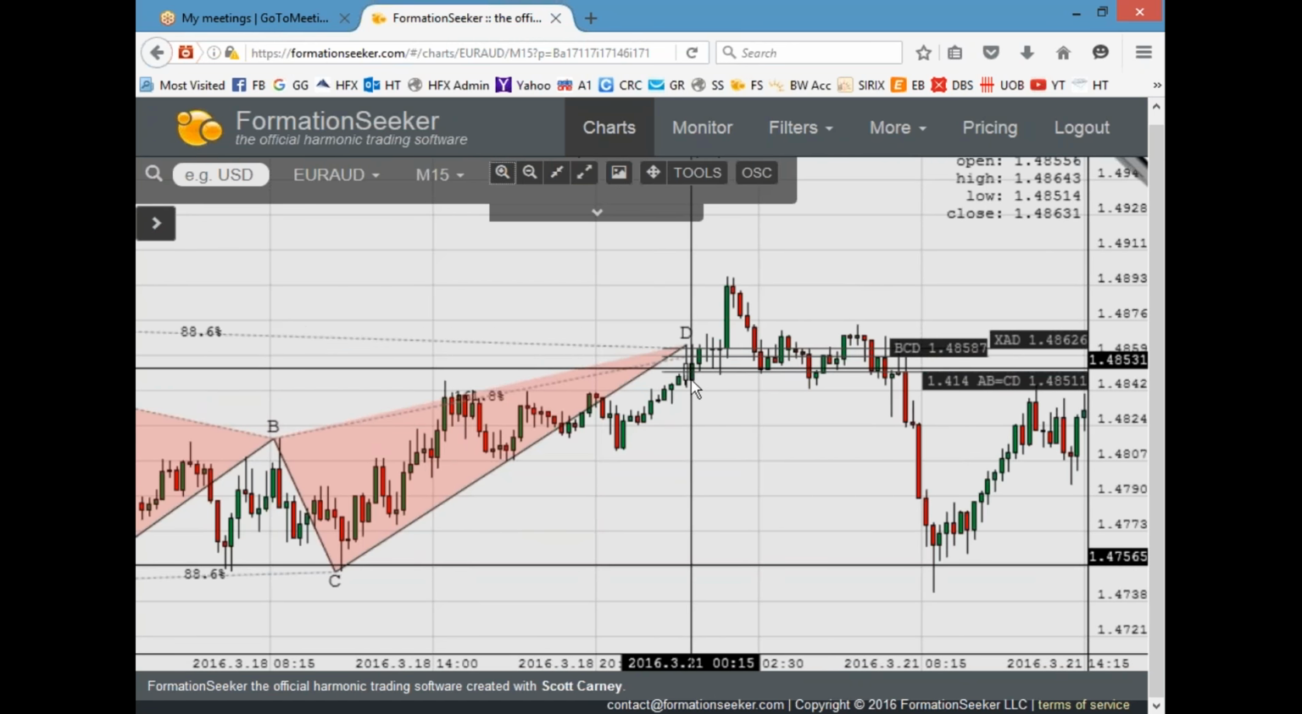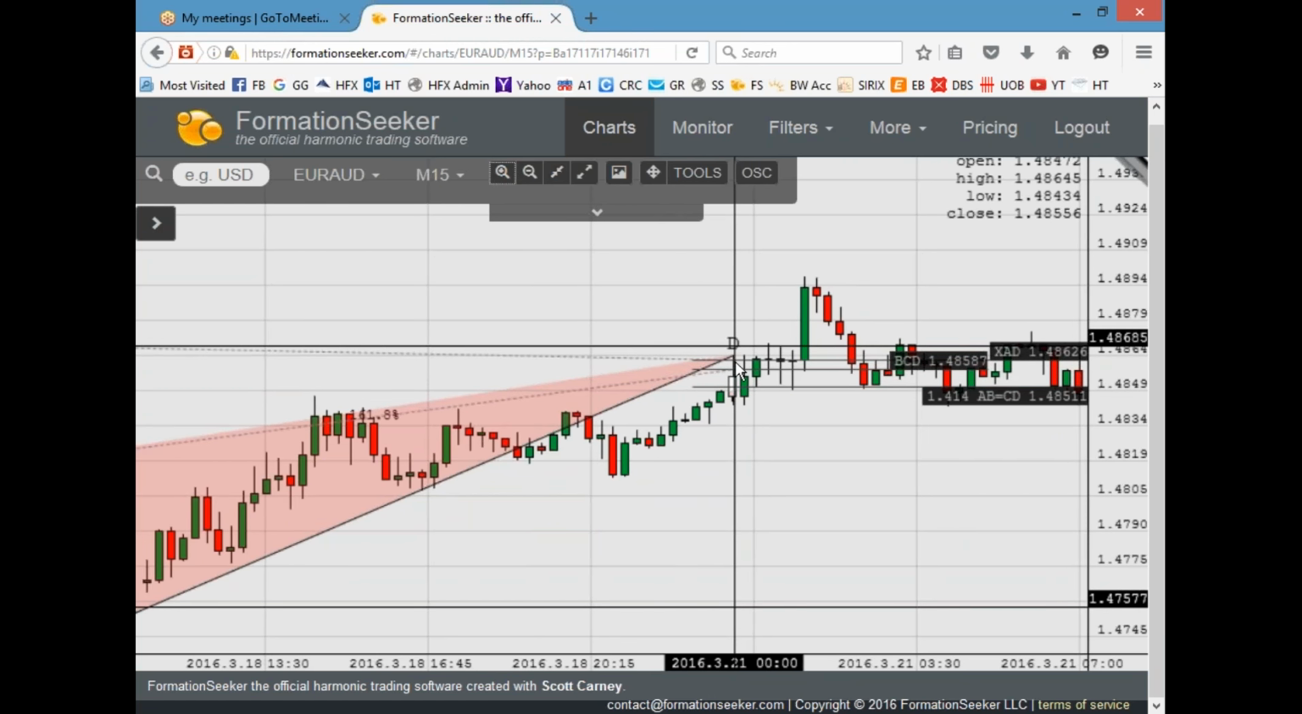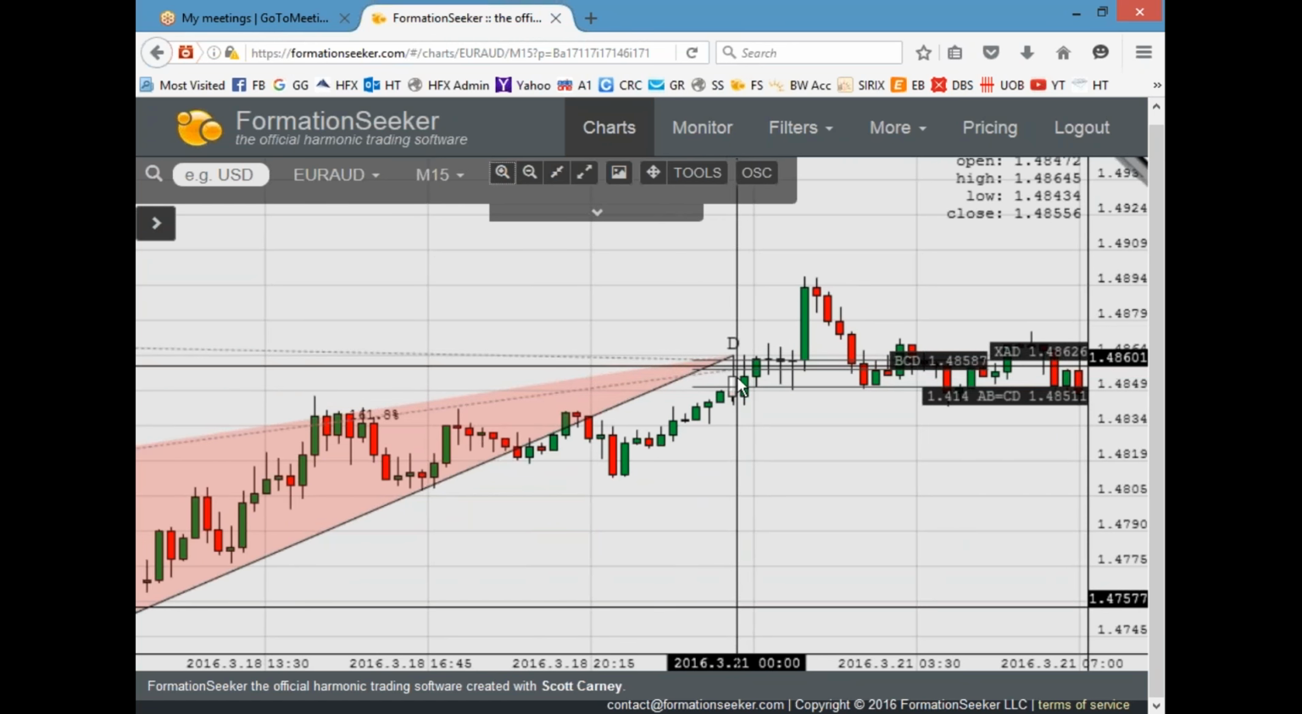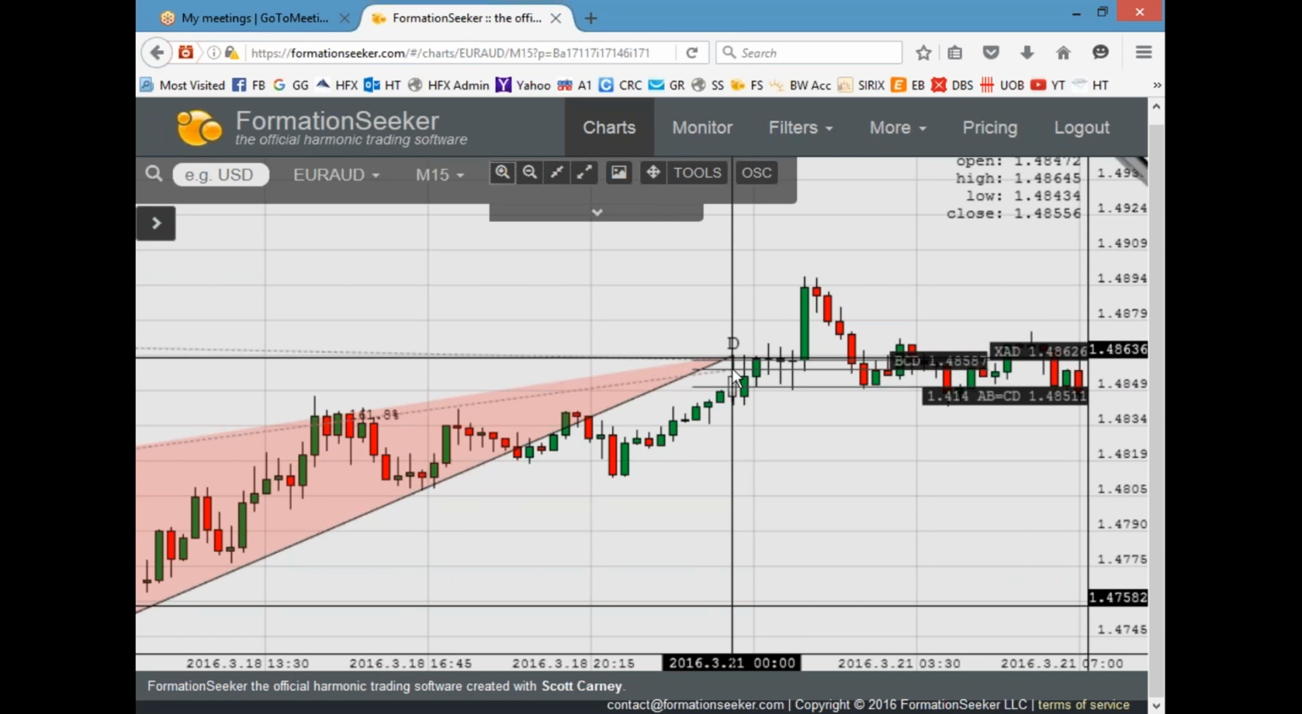Now, you can see on Formation Seeker that this is the bar that cuts all 3. Okay, we call this the terminal bar or the T bar. Now, when we first started teaching harmonics, we would have just put a pending order here.